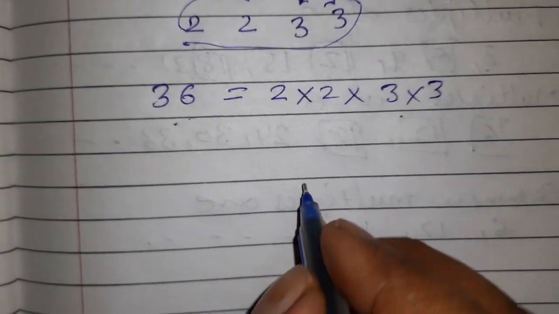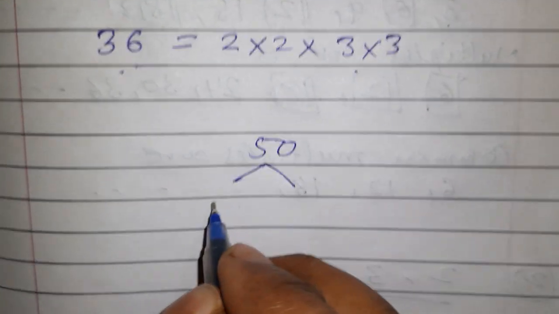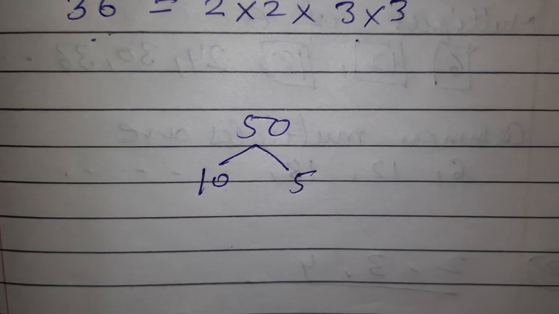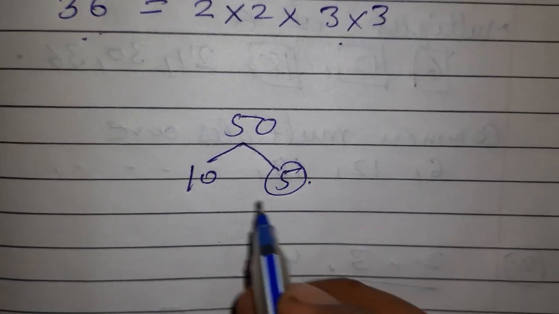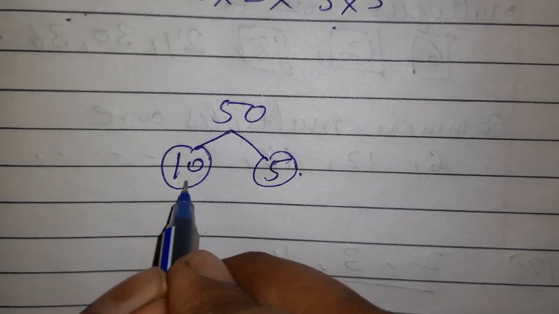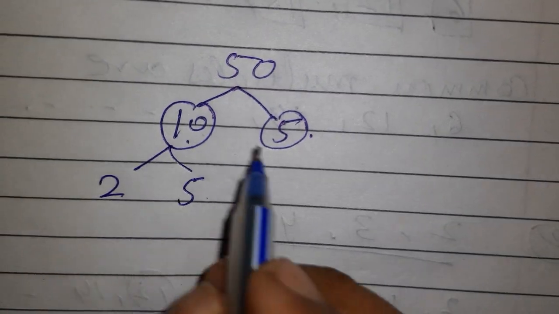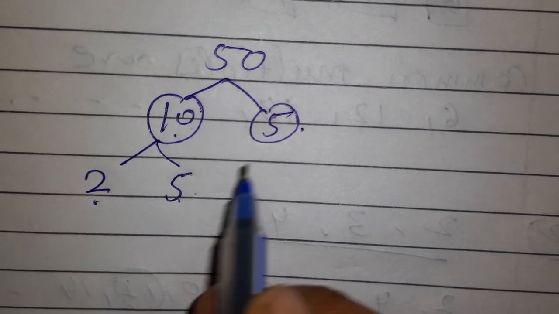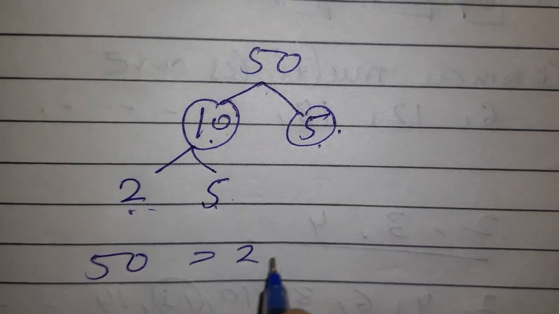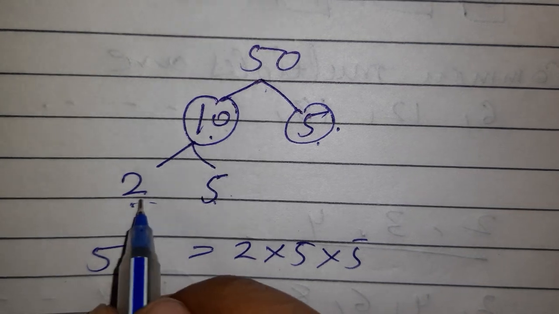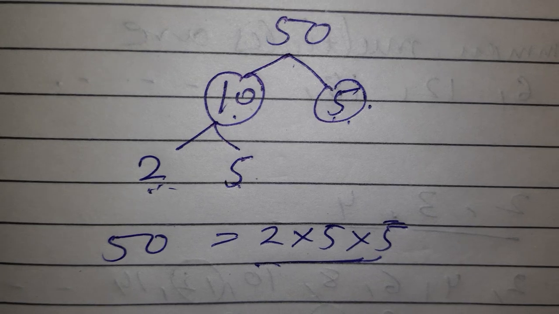Let us take another example, 50. Again divide into two parts. 10 5s are 50. As you know that 5 is already a prime number, so take the 10. 10 is a composite number. Now divide again into two parts, 2 multiplied by 5. Now all these are prime numbers: 2 is prime, 5 is prime, and this is also prime. So how can we write 50? 50 equals 2 multiplied by 5 multiplied by 5. All these numbers are prime, so that's why it is called the prime factorization method.